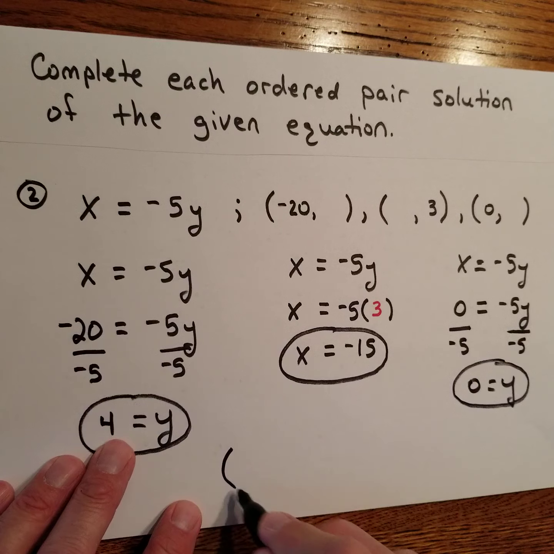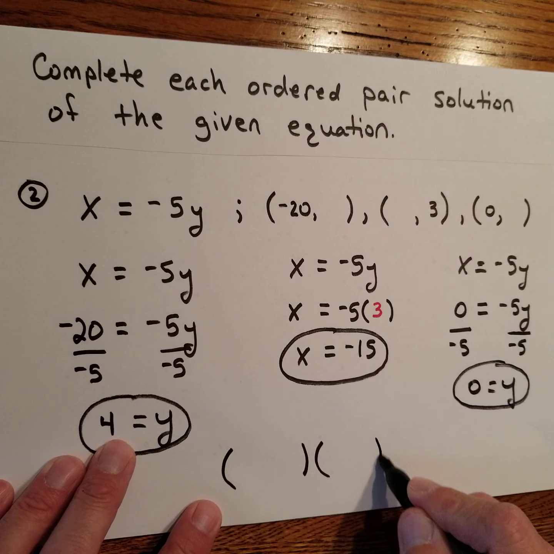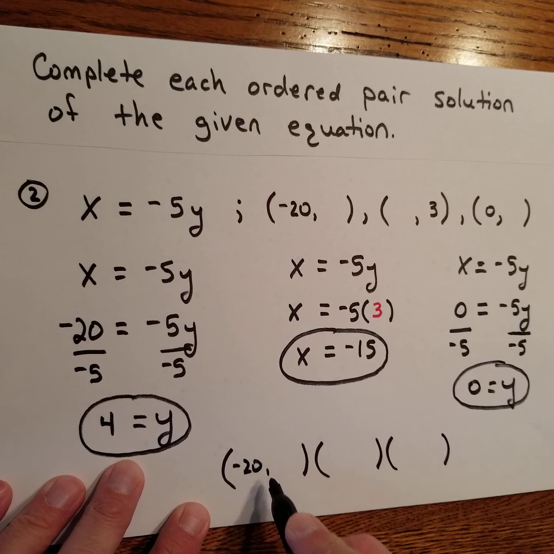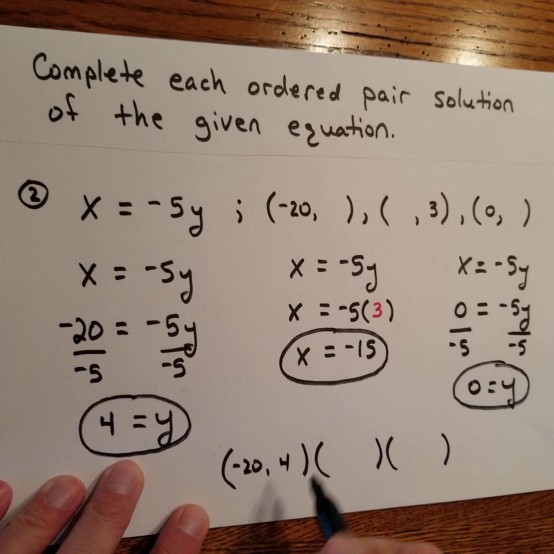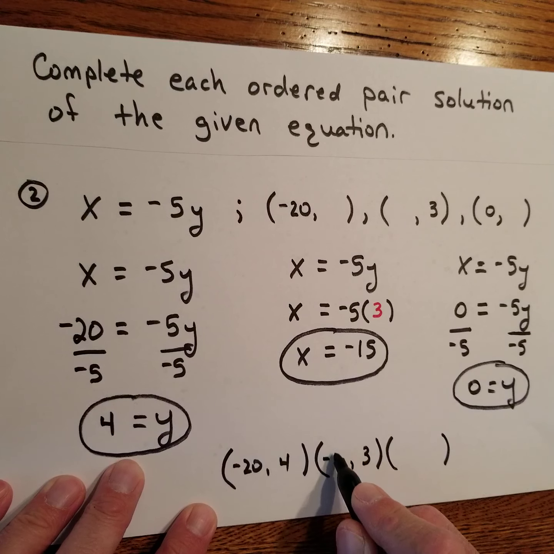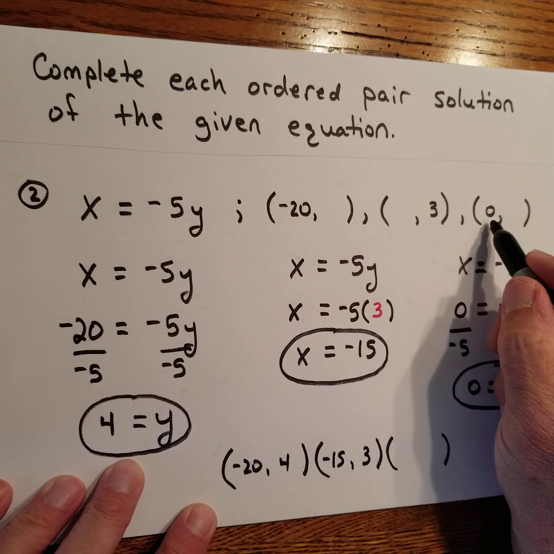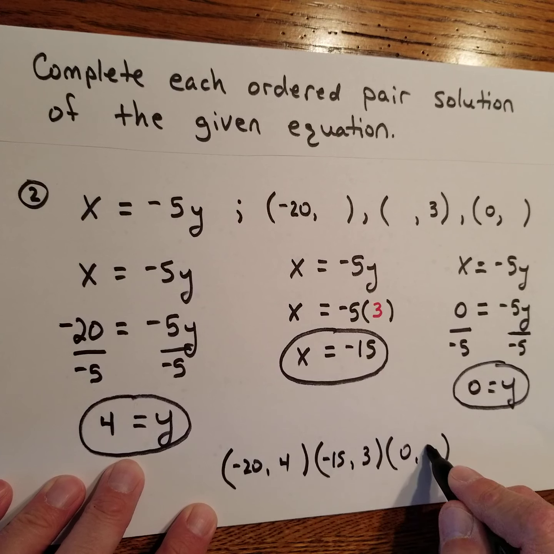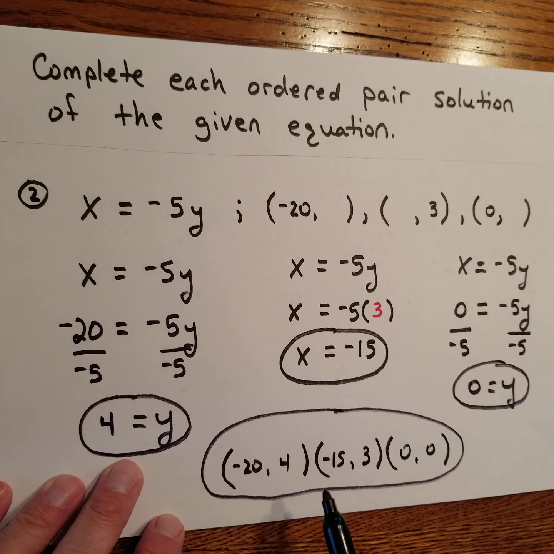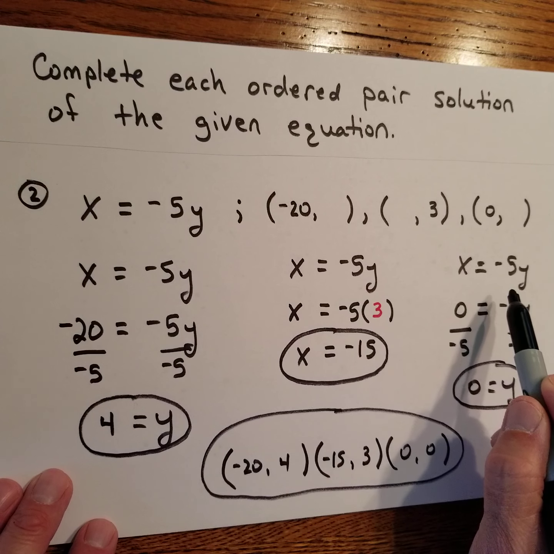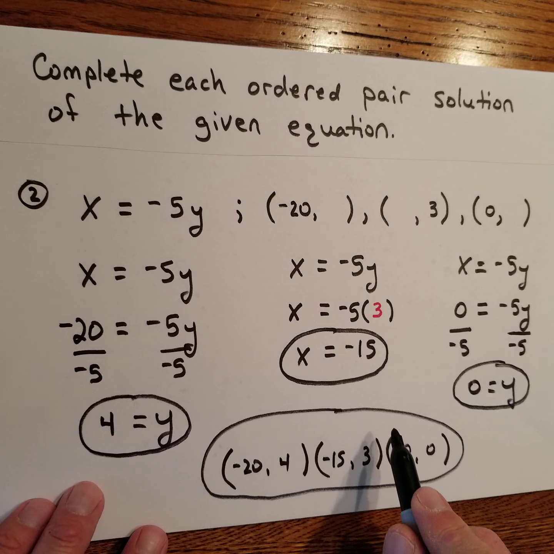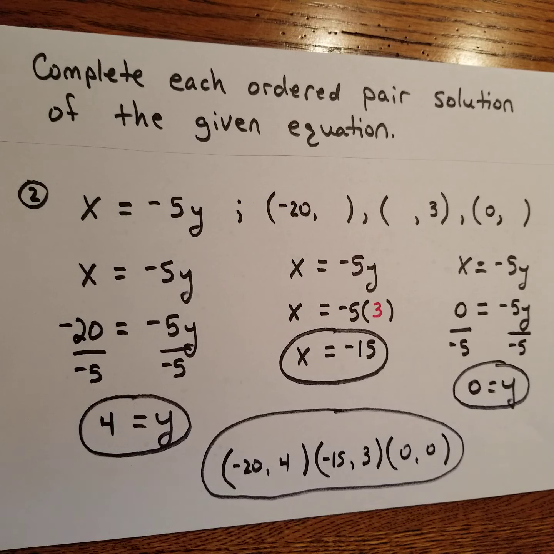Best way to show your solution is to fill in your 3 ordered pairs. When x is -20, y is 4. When y is 3, x is -15. And when x is 0, y is 0. There's the way I want you to show your homework. Write the equation down 3 times, plug in either x or y and solve for the other, and then give me those ordered pairs at the end.